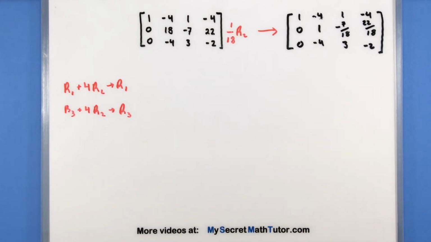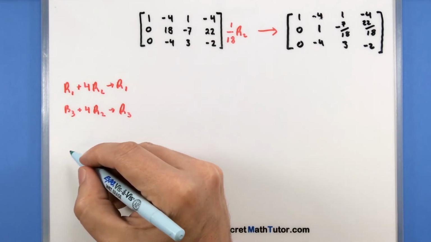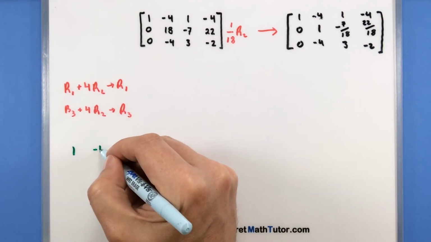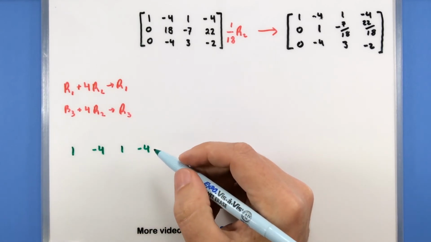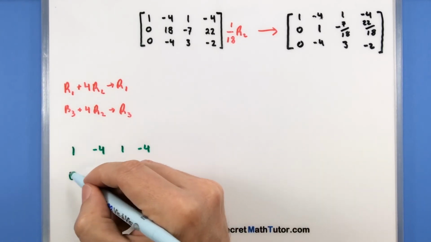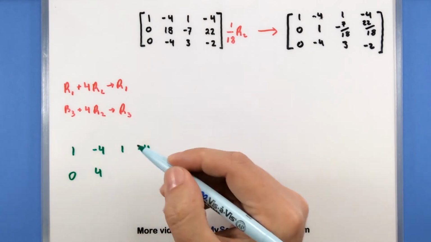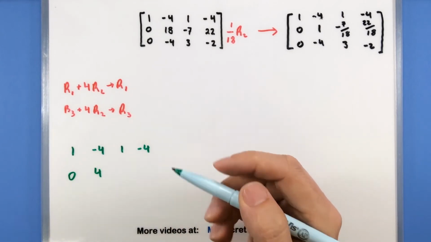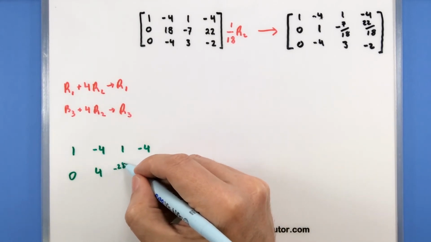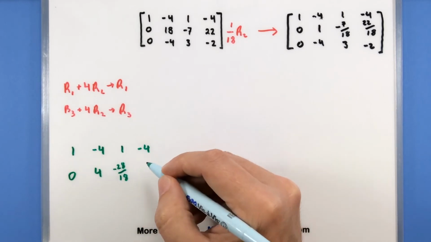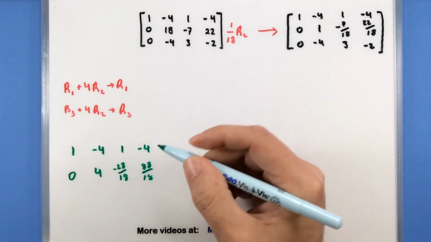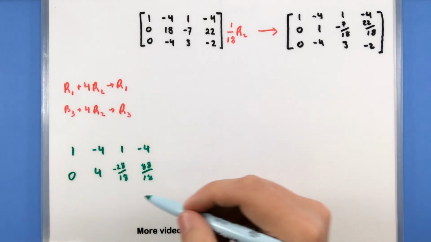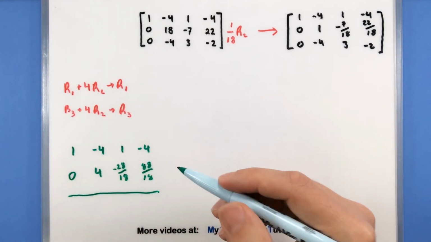All right, let's go ahead and grab some scratch work, see exactly what this is going to look like. So let's see, I need row 1. So there's 1, negative 4, 1, negative 4, and 4 times row 2. So there's 0, 4. Oh, got to do a little bit of work with those fractions. Let's see, that's negative 28/18 and 88/18 when you multiply a 4 times a 22. All right, time to add these up.